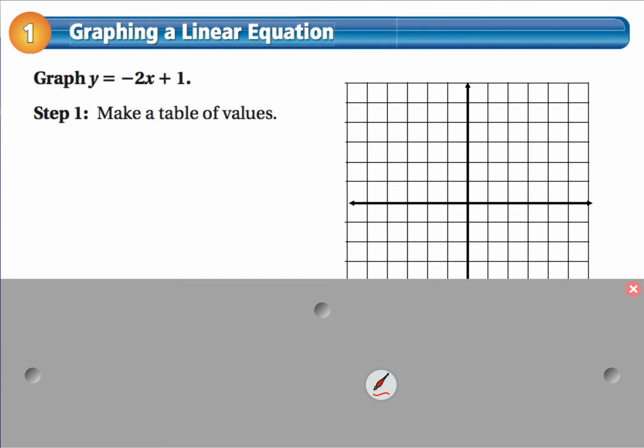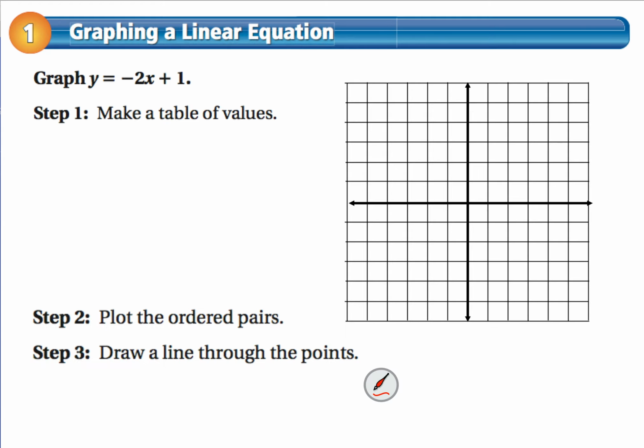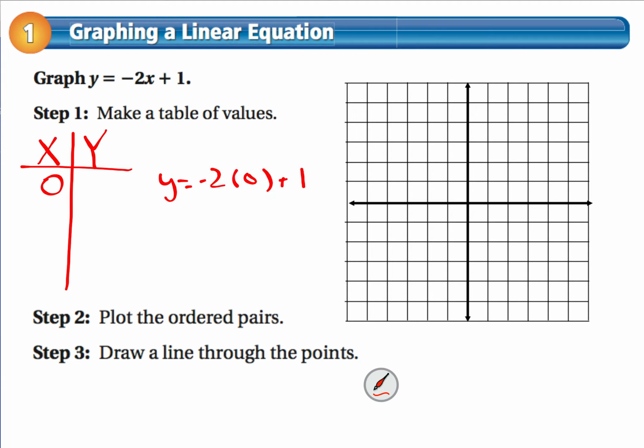Okay, now when we're graphing with a t-chart, step 1 is to make a table of values. So we're going to graph y equals negative 2x plus 1. We start with a table, sometimes called a t-chart. We just make a lowercase t, and we're going to put x's on the left and y's on the right. And we need to just pick values for x. A really great one to pick is 0. This would be y is negative 2 times 0 plus 1. Negative 2 times 0 is 0. 0 plus 1 is 1.